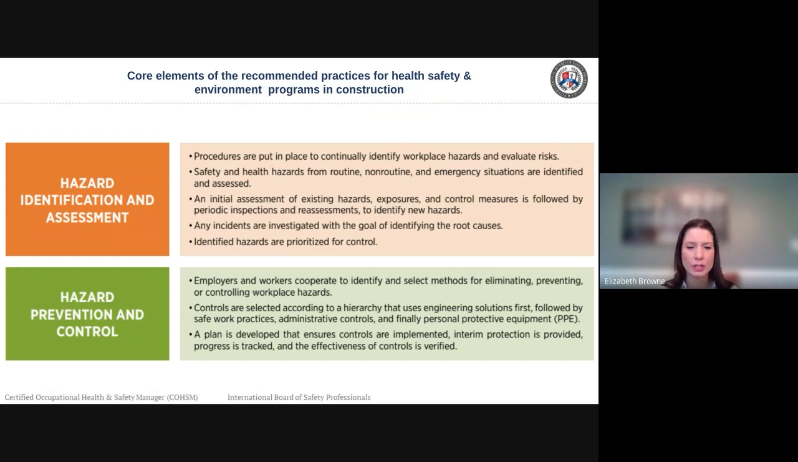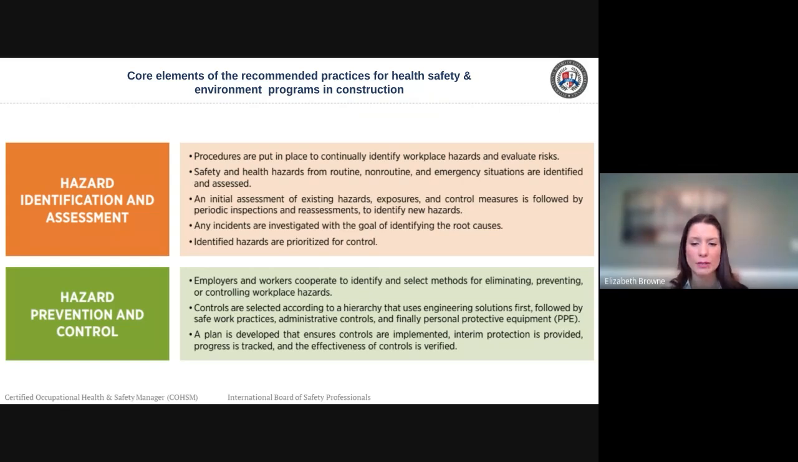With our hazard prevention and control, employers and workers are going to work together to identify and select methods for eliminating, preventing, and controlling workplace hazards. We'll use the hierarchy of hazard controls to do this, which first we would ideally eliminate the hazard. If elimination is not possible, then we'll move on to engineering controls. Then, if the hazard is not controlled or not able to be controlled using an engineering control method like a guard, then we will have safe work practices in place.